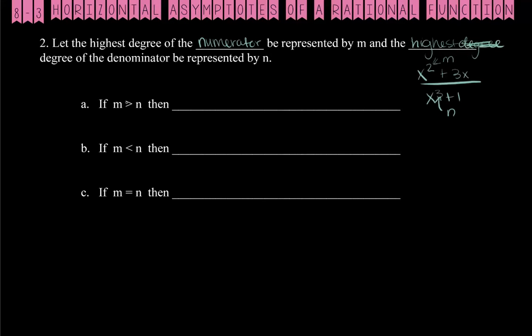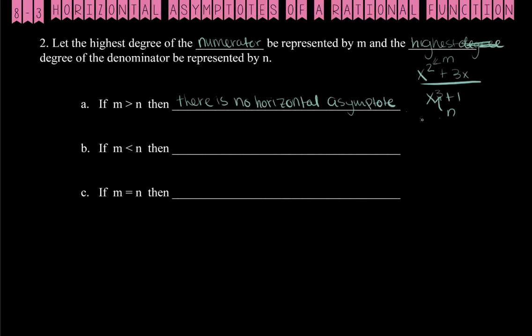So if m is greater than n, so that would not be in the case of this little example over here, then there is no horizontal asymptote.